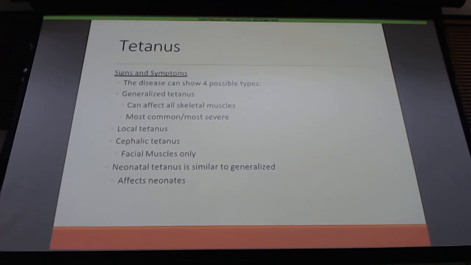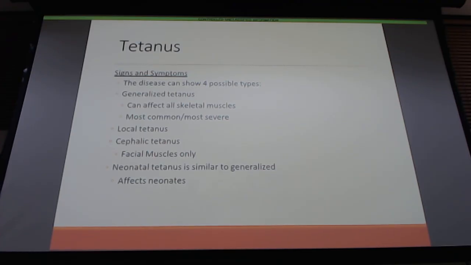So this thing can show in 4 different ways. Your generalized tetanus is your most common. Okay? That is the most common. You get something that gets into your skin, you end up with lockjaw, right? Muscle spasms, seizures. That's about 80% of the cases right off the bat. Generalized tetanus. That's all your skeletal muscle.